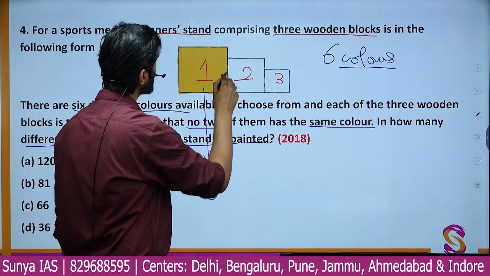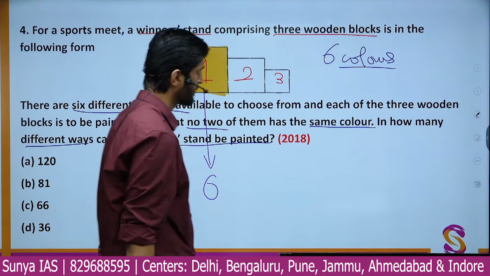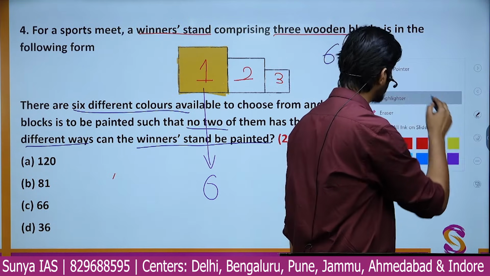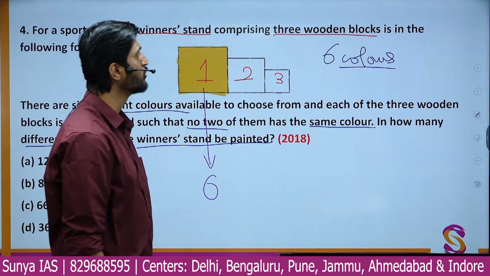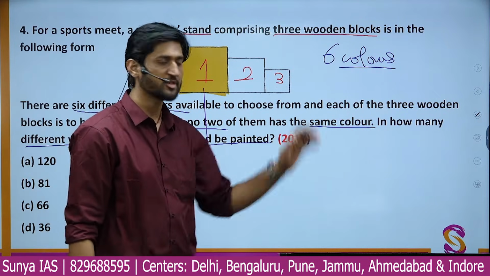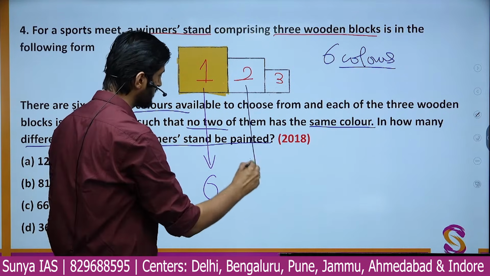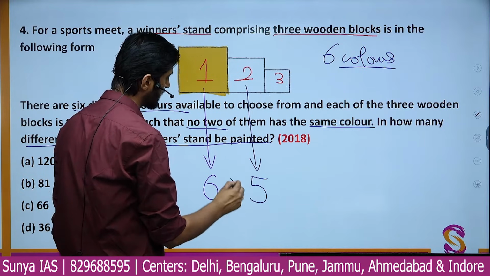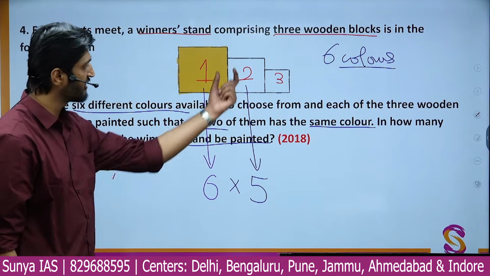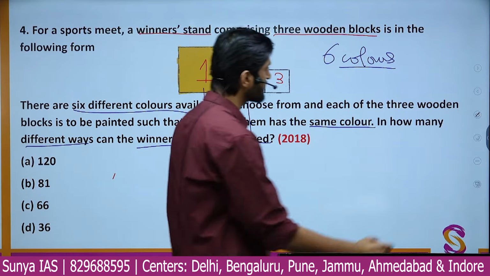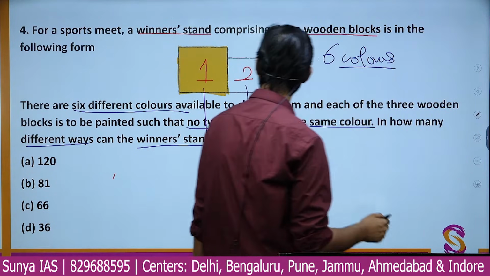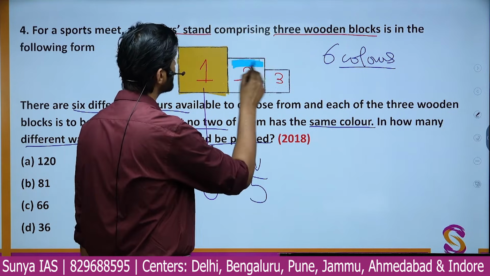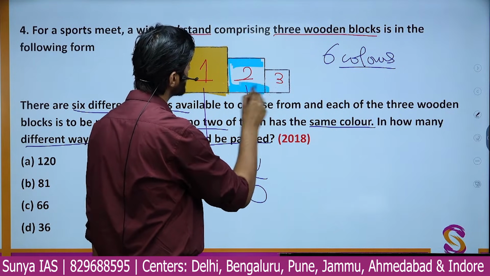we cannot paint any other block as yellow, which simply means in order to paint the second wooden block, we have only 5 choices instead of 6. So this block can be filled with overall 5 colors. We can choose any one from the 5 colors. Now let's say we are painting this particular block also with bluish color. So here we have blue color for the second block.